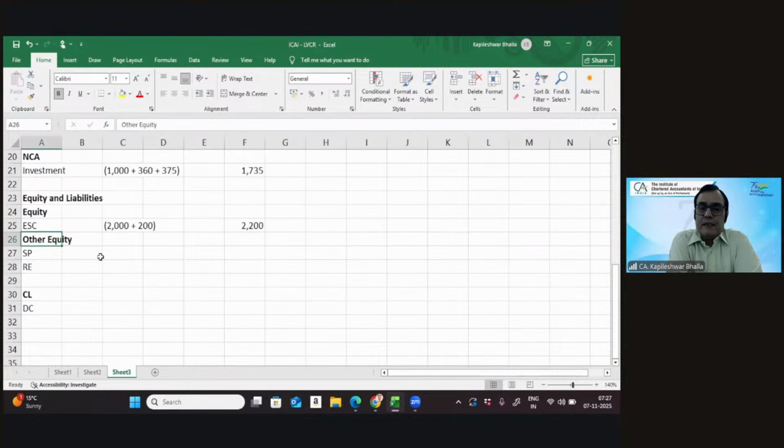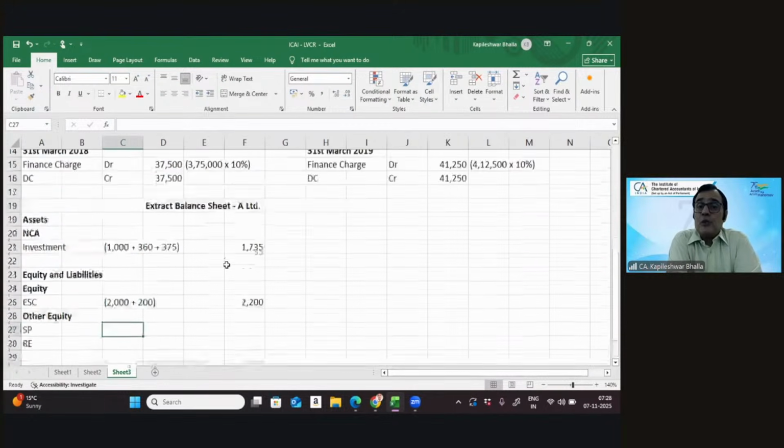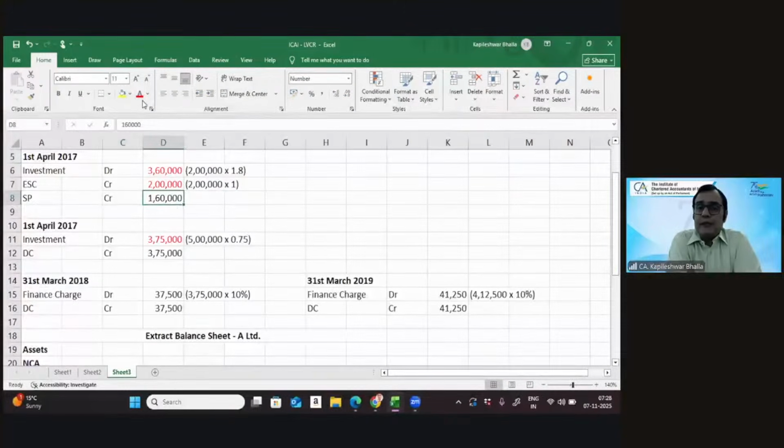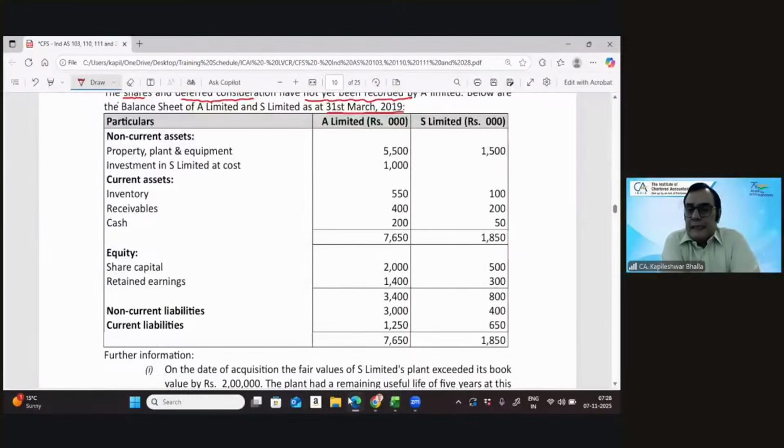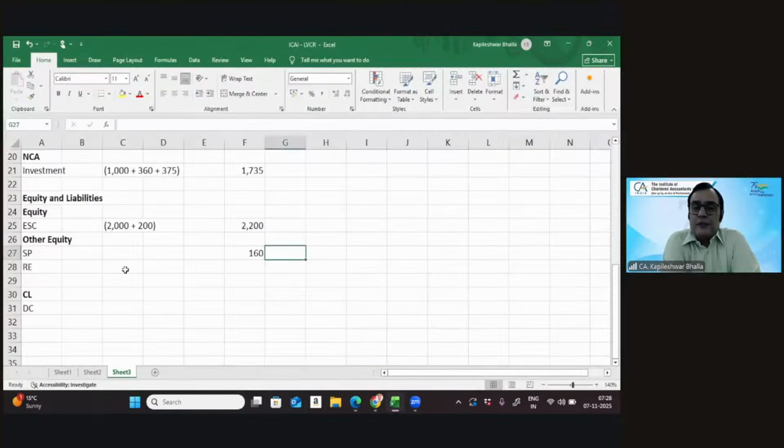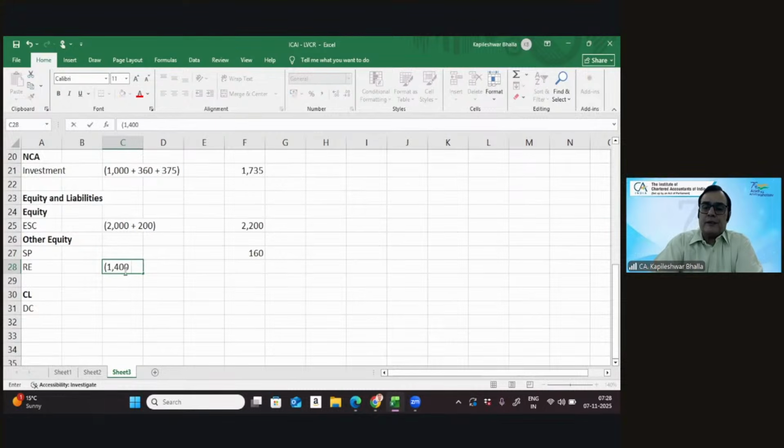Similarly, as far as the other equity is concerned, there is no existing share premium, so we can take this 1,60,000. So this becomes 160. The share premium appears at 160. We're just incorporating all the information from the journal entries and putting it as part of the extract balance sheet. Similarly, we can go to the retained earnings. The retained earnings in the balance sheet is appearing to the extent of 1400. So let's take the existing retained earnings as 1400.